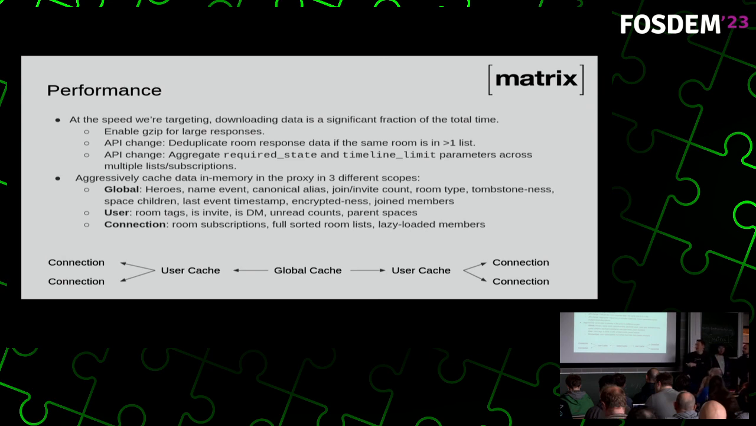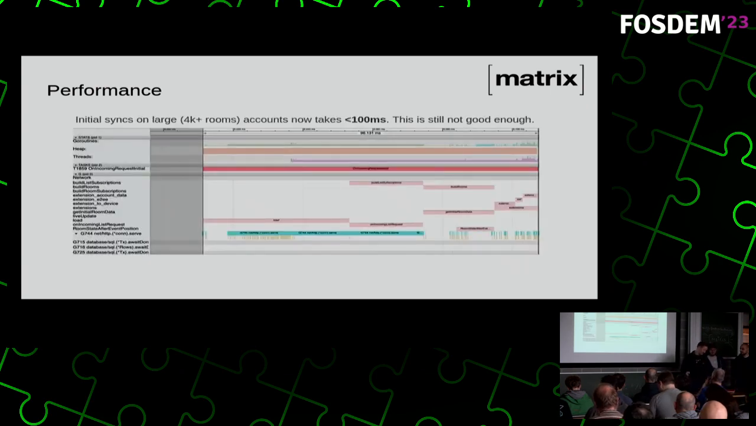An interesting thing to note here is that the room name is actually not global data. The data that's used to calculate the room name is global data, and is the same for everyone. But the room name itself isn't, because of DMs. If you have a DM with Alice and Bob, then from Alice's point of view, the room name is Bob, but from Bob's point of view, the room name is Alice. So lots of optimizations have been done. With all of this, we're now getting less than 100 milliseconds, which is what we wanted.